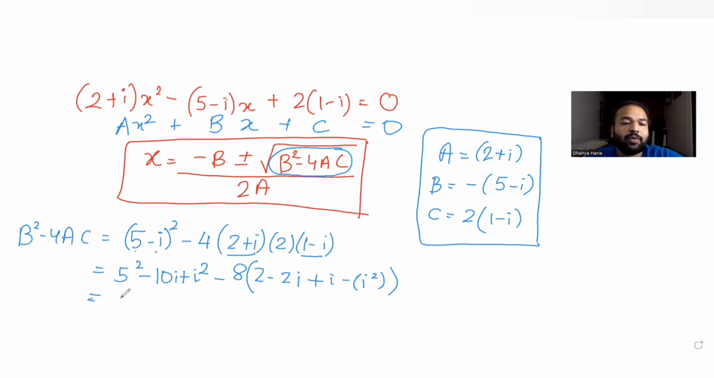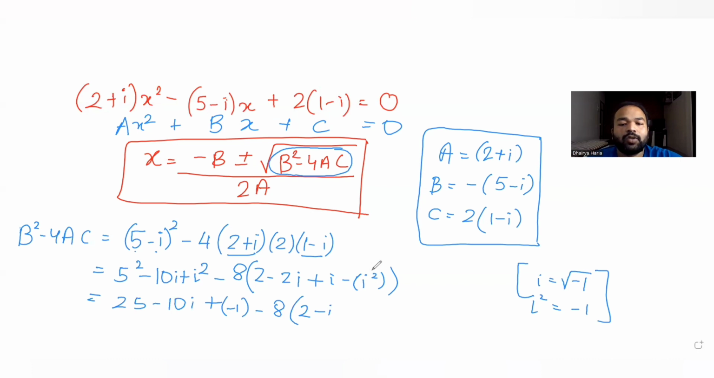Okay. So 5 square is 25 minus 10i plus i square. Everyone knows from complex numbers that i is the square root of minus 1. So i square becomes minus 1. So i square is minus 1, minus 8. This becomes 2 minus 2i plus i is minus i, and minus i square. So this is again minus 1. So minus into minus 1 is plus 1.